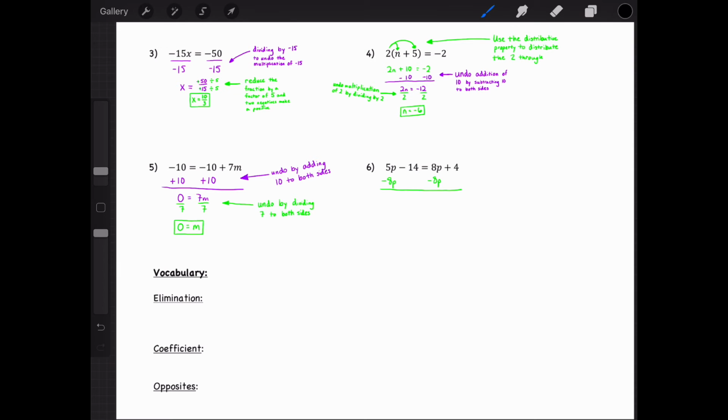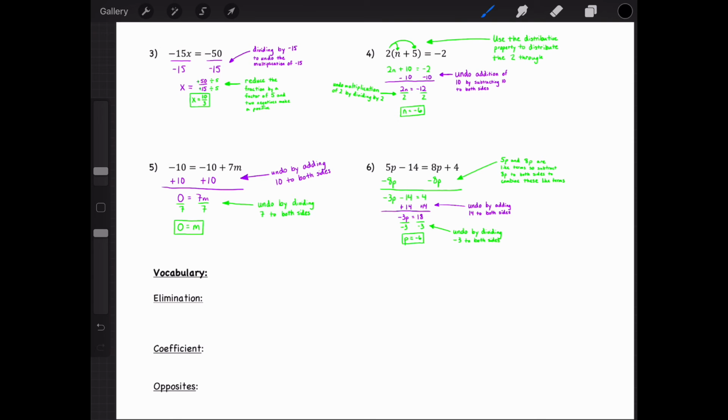Number 6, we have two like terms of 8p and 5p, so that means I can do the same thing that I do with the numbers by subtracting 8p to both sides. That allows me to combine them into one term, and then I can solve like I have been before, which allows me to get p equal to negative 6.